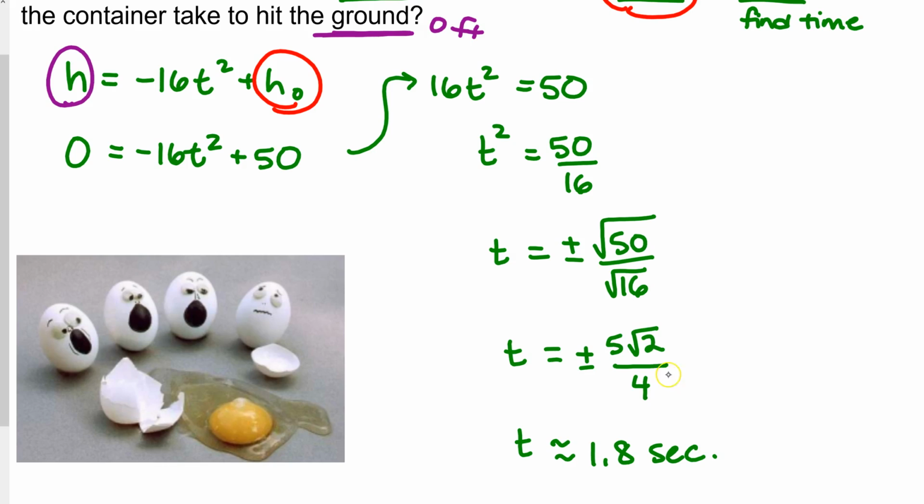So always find the exact number, because we're doing math class and we care about precision, but also when it's appropriate, you could find the approximate number. And again, we're eliminating that negative.